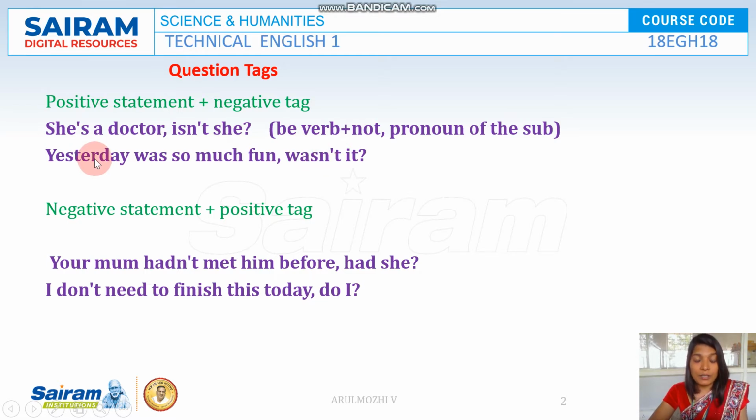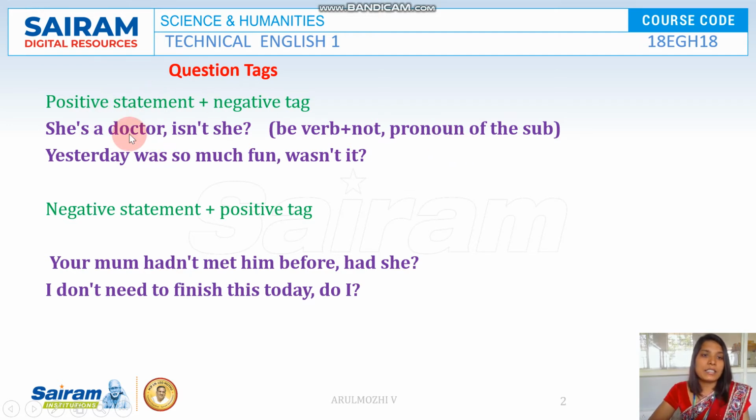And what is the pronoun for the subject? What is the subject in the sentence? Yesterday. What is the pronoun for the subject? It. So wasn't it is the tag. So how are tags made? Be verb plus pronoun of the subject.